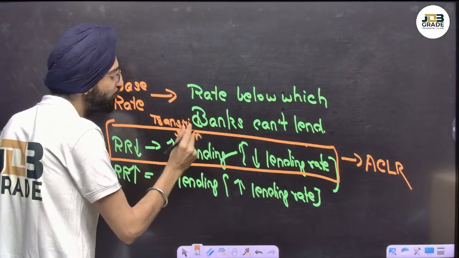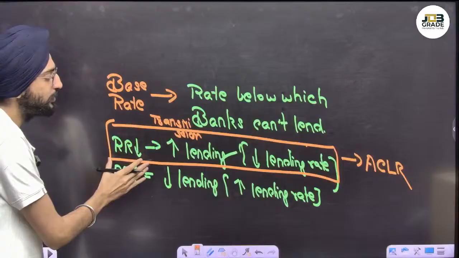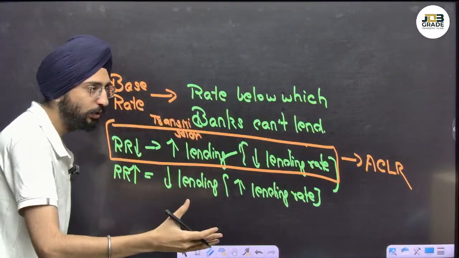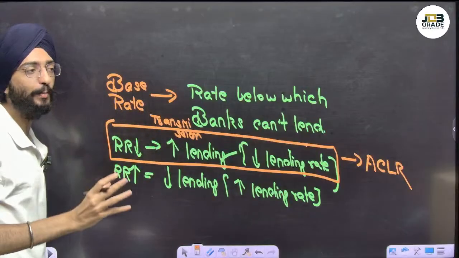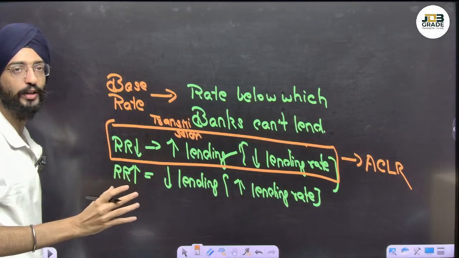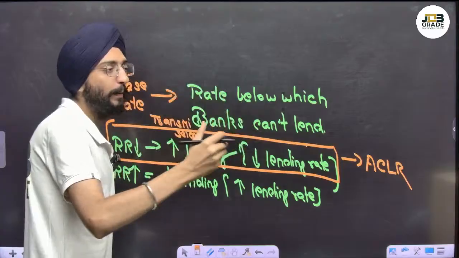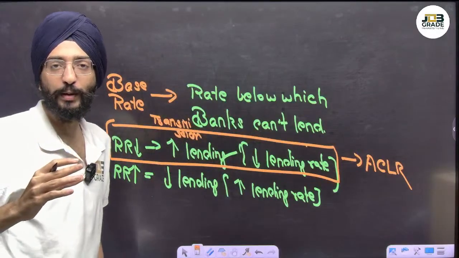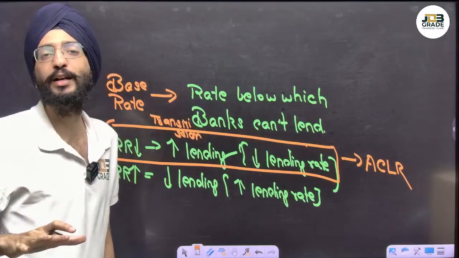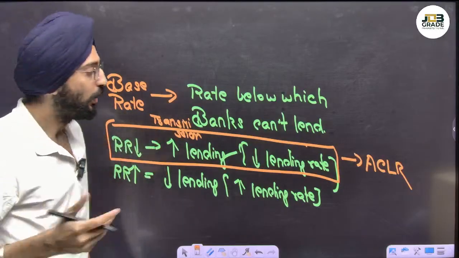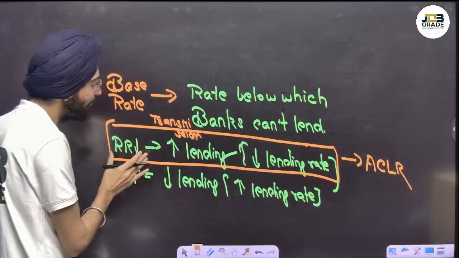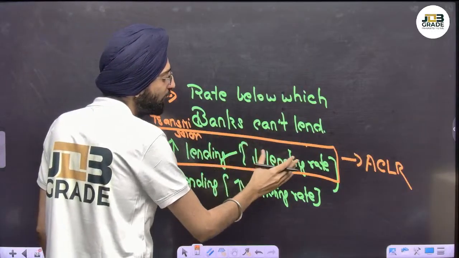As per the economic concept, if the repo rate is less, banks are going to borrow more. Banks are going to take more loans from RBI. There would be an ample amount of liquidity with the banks. They're going to lend more, and there will be a lower lending rate. But this is not happening. A lower repo rate doesn't lead to a lower lending rate.